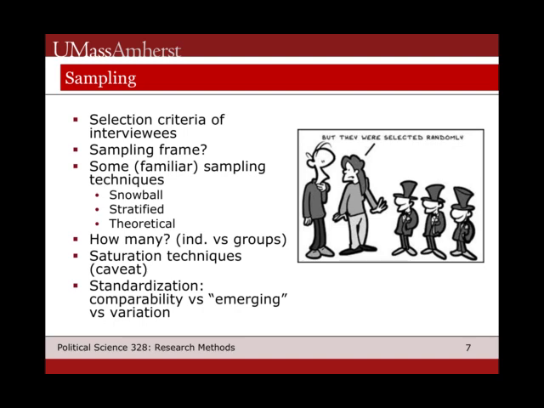There are other techniques. Stratified sampling would basically be what I was saying before with Democrats and Republicans, where you have different groups you want to sample from, and so you just choose some from each group to represent. There also could be theoretical sampling, where you say, okay, I'm really interested in understanding more about this particular phenomenon that's occurring in this country.